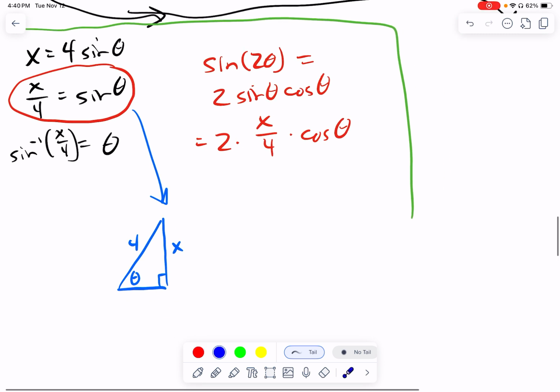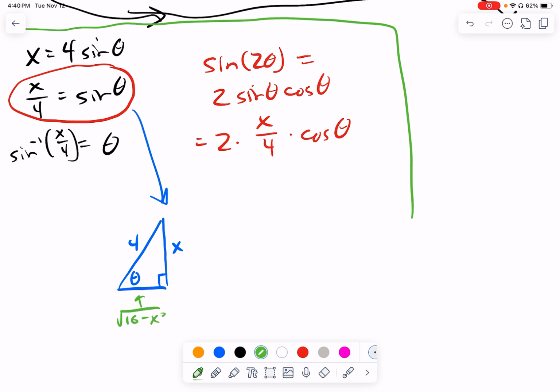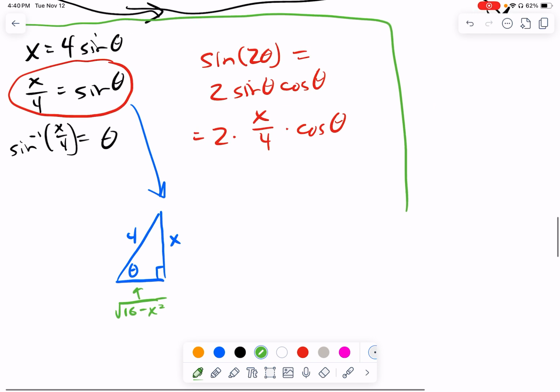By the Pythagorean theorem, this third side would be the square root of 16 minus x squared, which has been lurking in the problem. That was what we started with. We saw 16 minus x squared in the very beginning of the problem. So based upon this picture, we could say cosine of theta is adjacent over hypotenuse, which is root 16 minus x squared over 4.